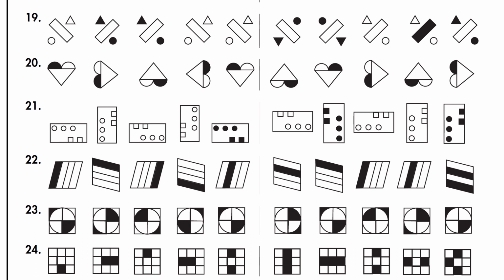Okay. Alternate change. Great. So immediately we can see, since the circle is always at the bottom, these two become impossible. We can get rid of that. Again, we see that none of them have a shaded rectangle. So this also becomes impossible. Now we are only stuck with option C or option E.